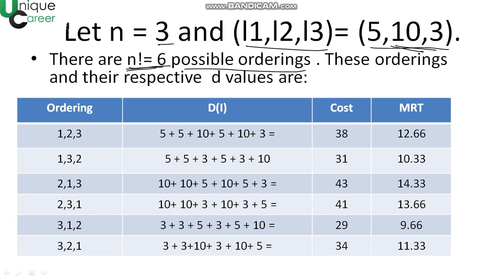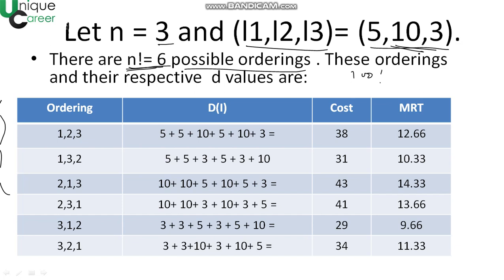So for 3 it is very simple to find out all the possibilities, but if there are 100 files, in that case I have to find out 100 factorial possibilities, and out of that I can select the smallest one. So that is not a feasible way of solving, but let us try to understand this particular method.